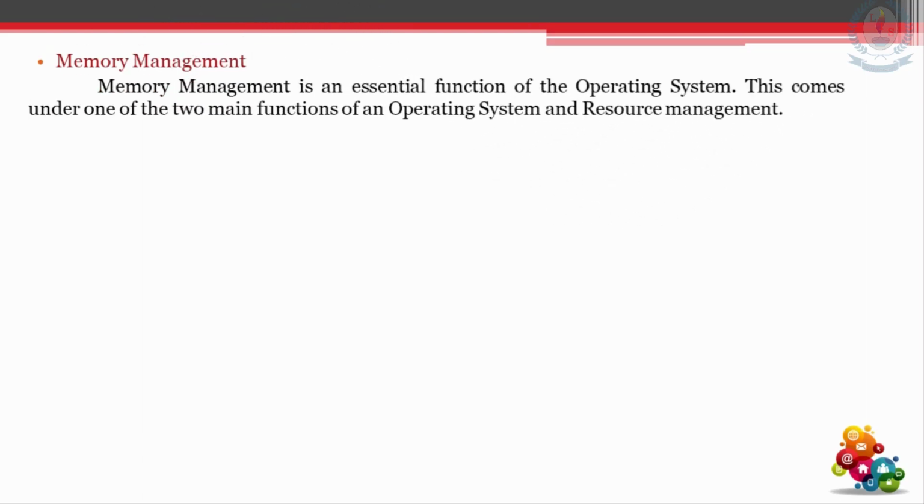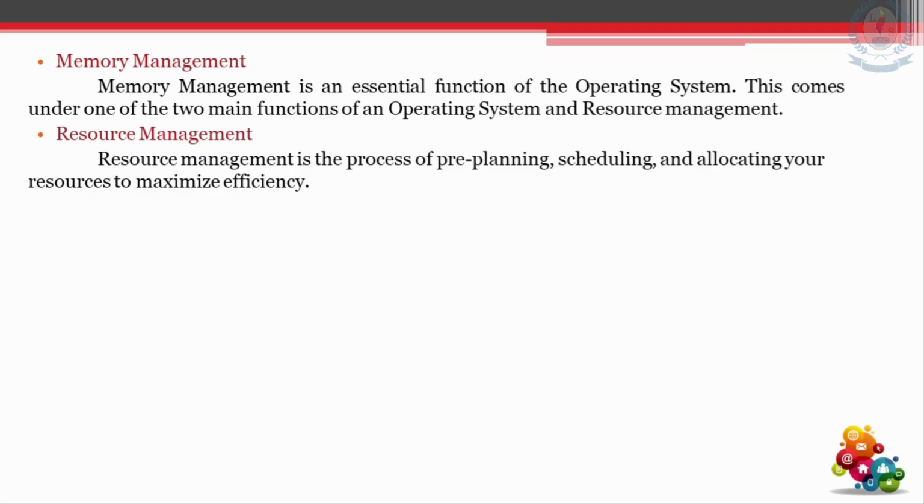So let's see what memory management is. Memory management is an essential function of the operating system. This comes under one of the two main functions of an operating system, along with resource management. Then resource management. What is resource management? Resource management is the process of pre-planning, scheduling, and allocating your resources to maximize efficiency.